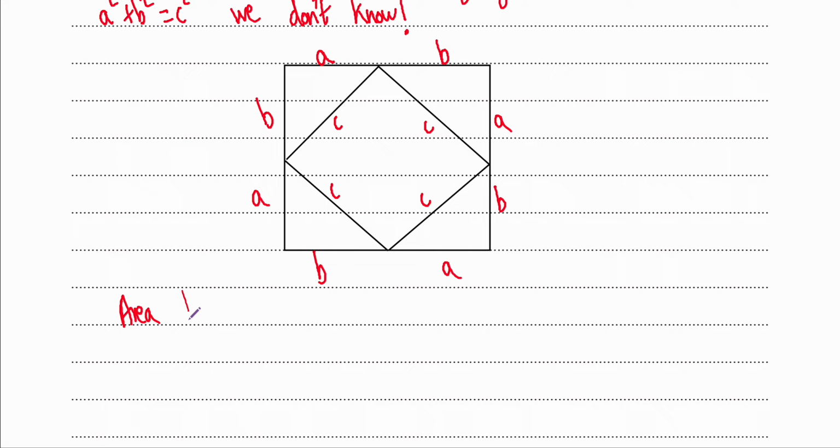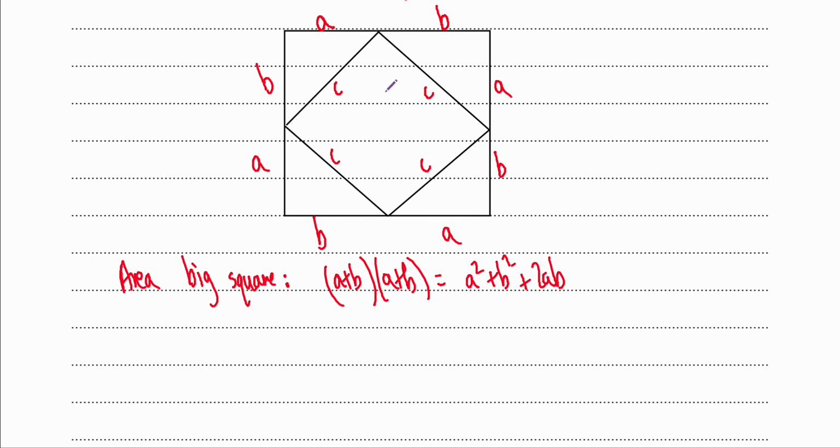Now I want to find a few things. I want to find the area of the big square. So how would I do that? Well, that's pretty simple, right? The area of the big square is just going to be A plus B times A plus B. And what does that give you? That gives you A squared plus B squared plus 2AB. That's what the area of the big square is. You can use FOIL and you can expand it out and you'll end up getting this.